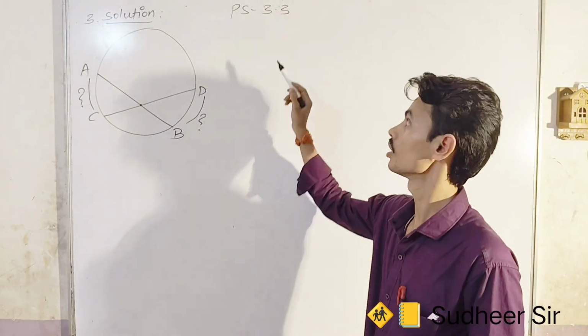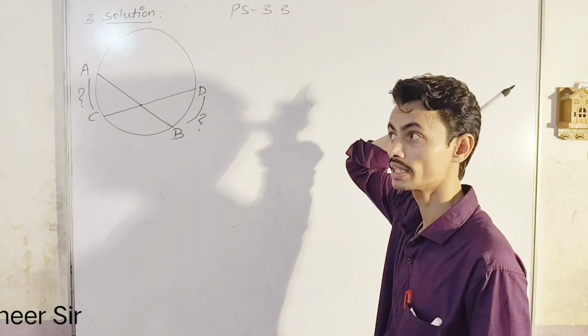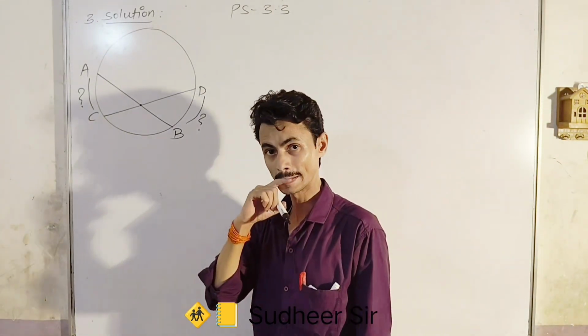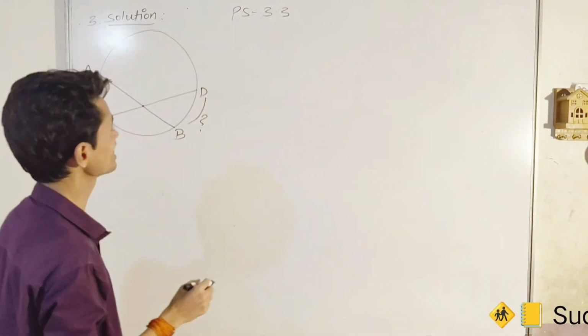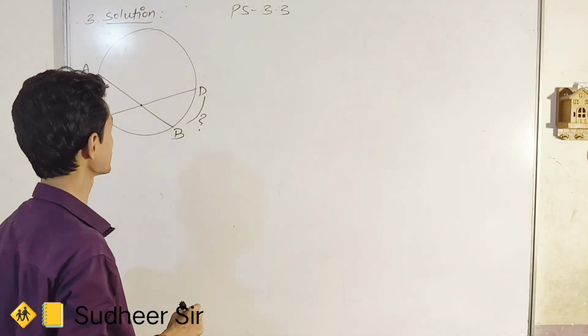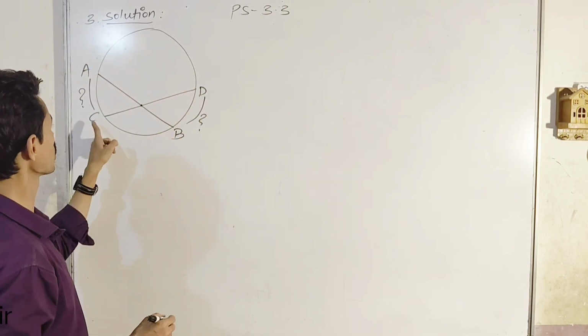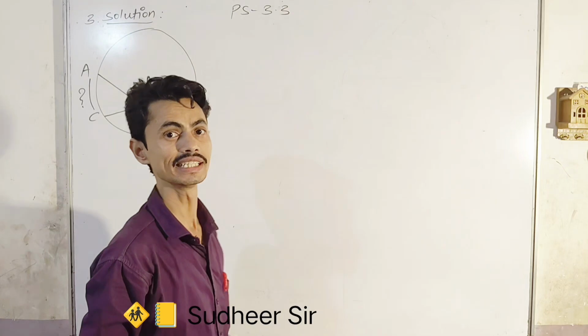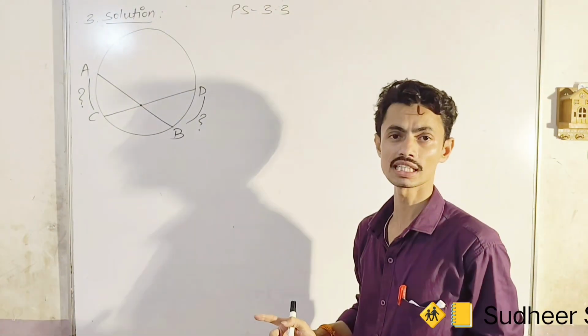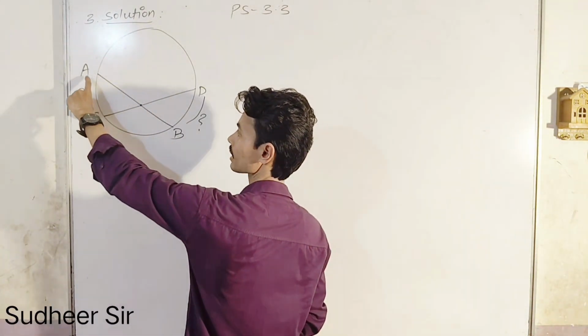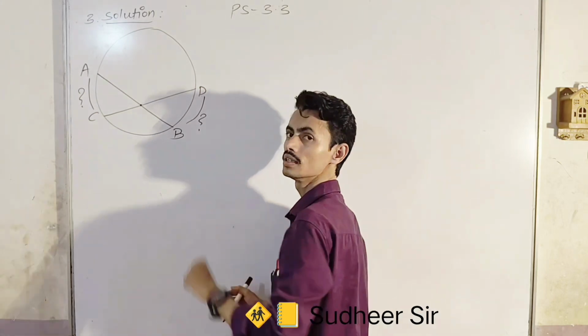This is the third problem of the chapter Circle, practice set 3.3. I think this is the last question. So let's see how to prove it. First we'll see which information is given in the textbook. They have given that in the circle, chord AB is congruent to chord CD. Only this much information is given, and we have to prove arc AC is congruent to arc BD.